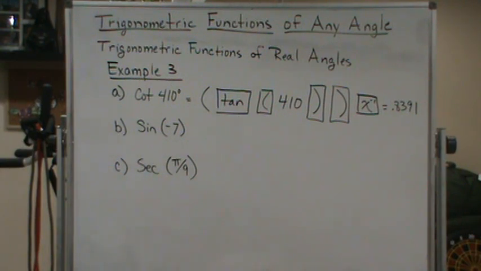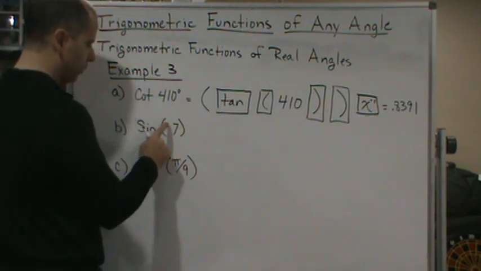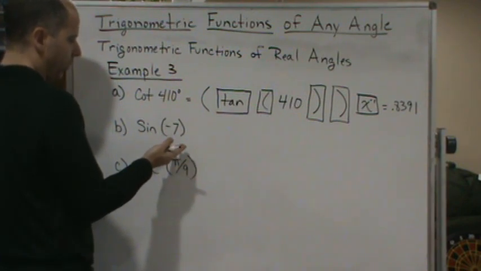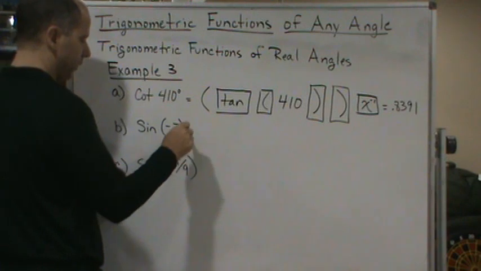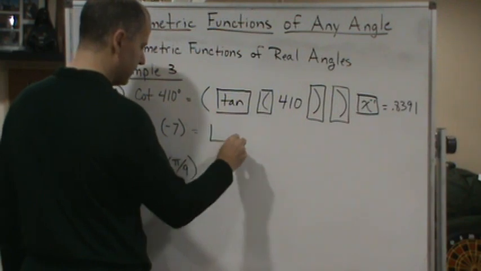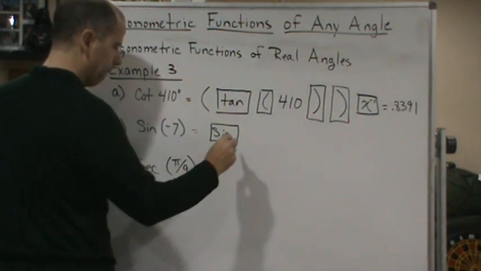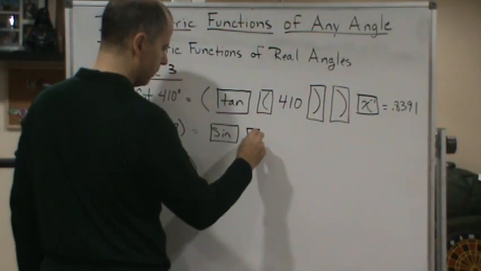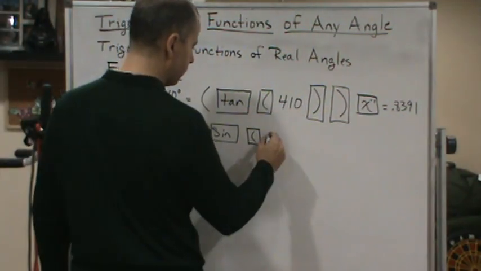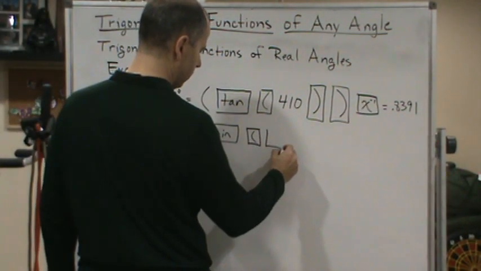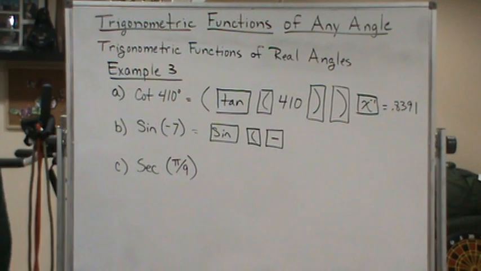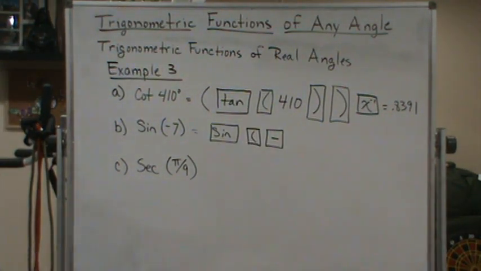Now B. First of all, we have to make sure we're in the right mode. If you did the last one, you're in degree mode. Now we're dealing with radians here because there's no degree symbol, so we have to change to radian mode. In this case, we don't have to deal with any reciprocal, so we're just going to use the sine key, then parenthesis, and then make sure you use the negative sign, not the subtraction sign.